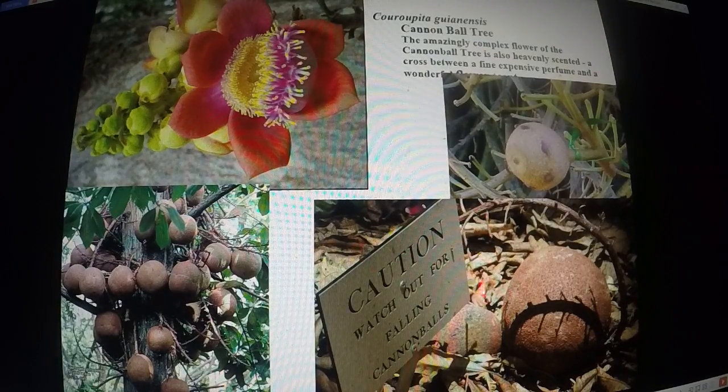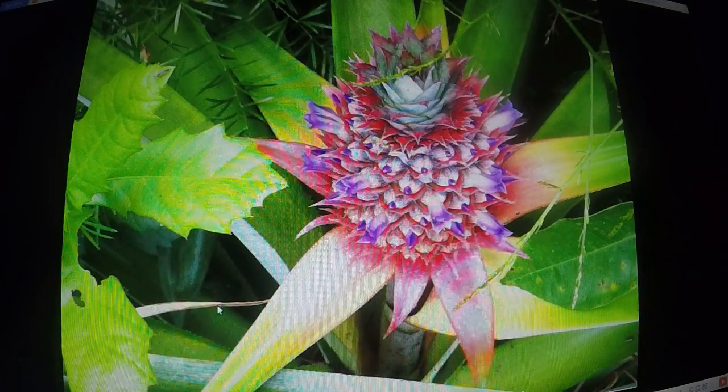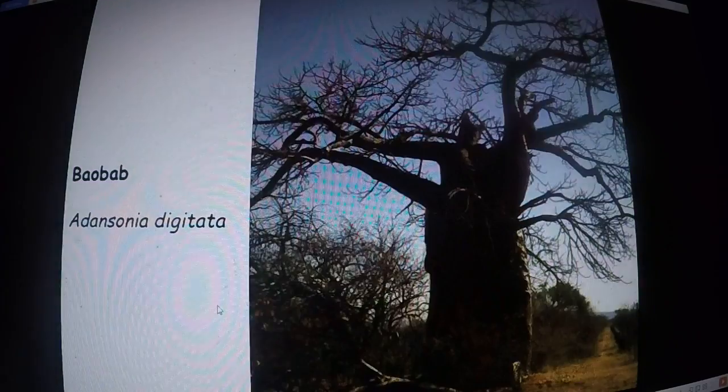There's a cannonball tree. I guess you don't want to stand under that one. Pretty flowers, though. Any guesses what that flower is? Top should give it away. It's a pineapple. Each of those little purple things is a flower that makes on the bump of the pineapple.